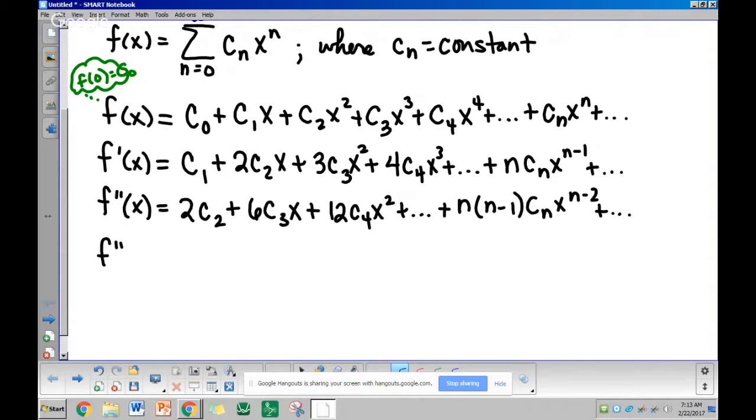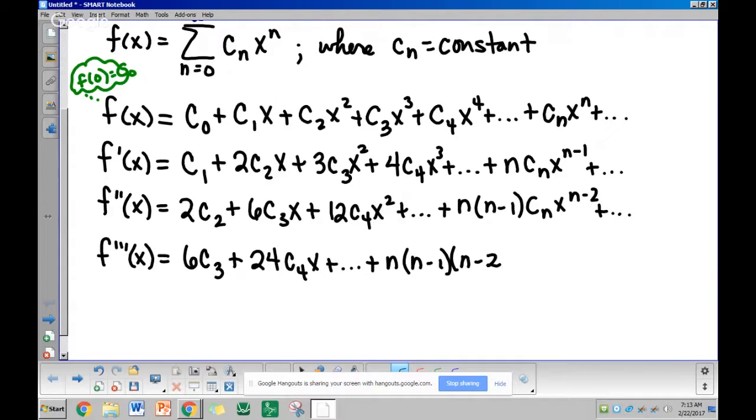So the third derivative will help us find c sub 3. So the derivative of 2 c sub 2 is 0 plus the derivative of 6 c sub 3 x is 6 c sub 3 plus 24 c sub 4 x plus dot dot dot plus, now let's take the derivative of our nth term. It'd be n times n minus 1 times n minus 2 c sub n x to the now n minus 3 plus dot dot dot.